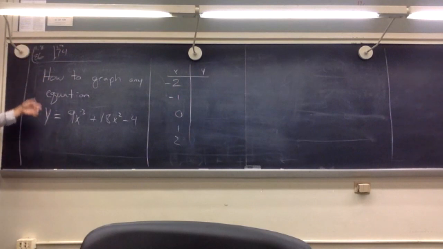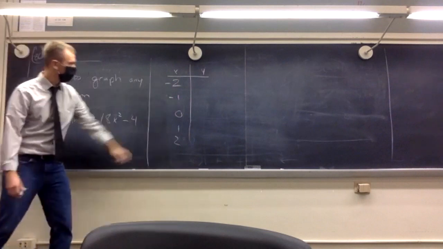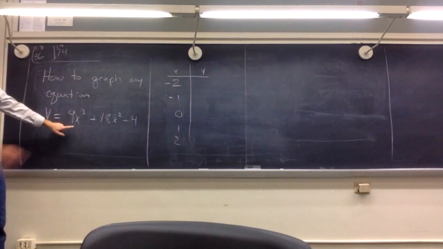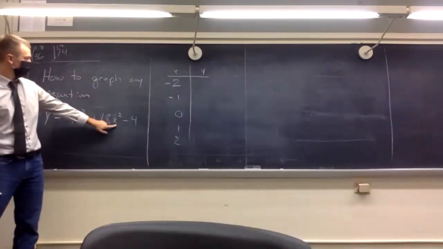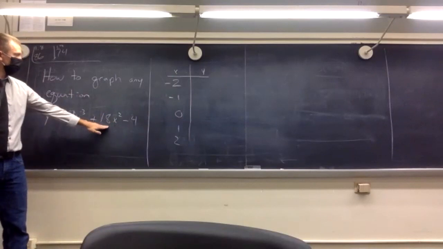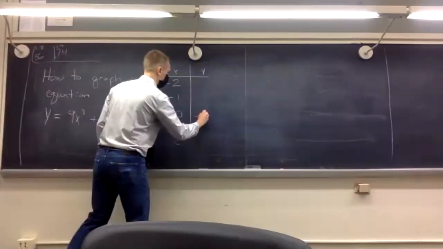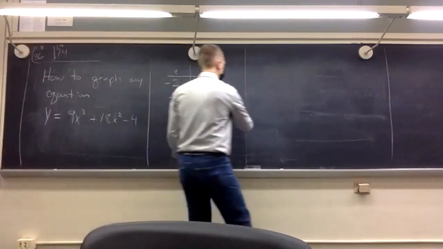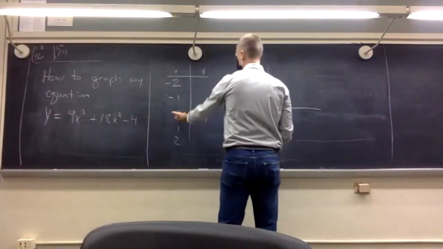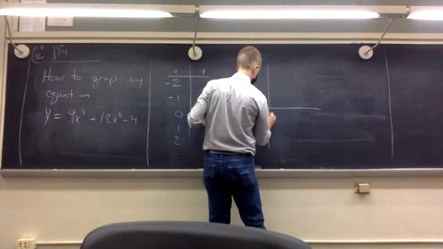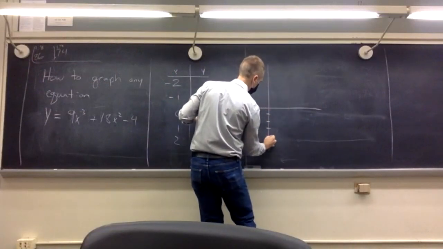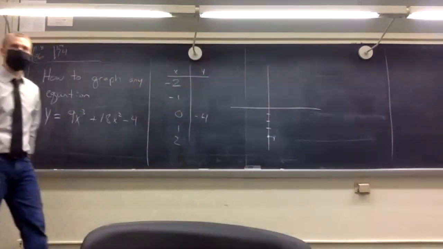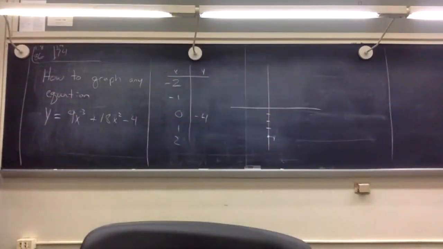You graph an equation by picking some inputs. You compute what you get. I'll do the easy one. 0 cubed, 0 squared, 0 plus 0, minus 4, minus 4. And you get the output. What this gives you, this graph, is just a sequence of points: 0, -4. So that's that point, and I just plotted it. I'll plot 5 more.